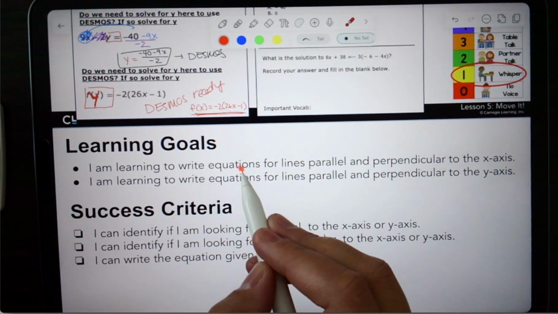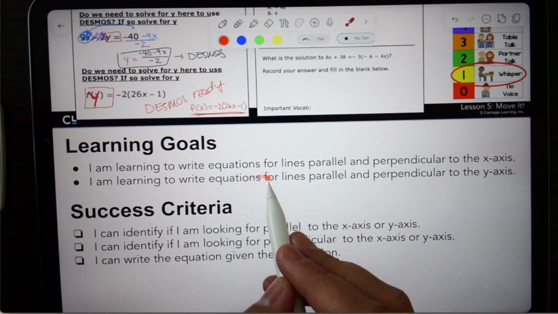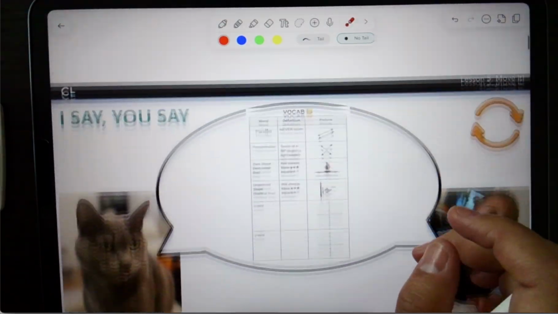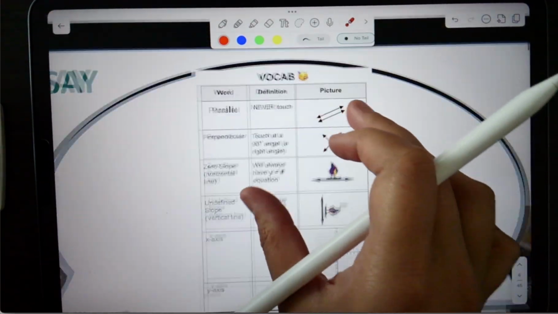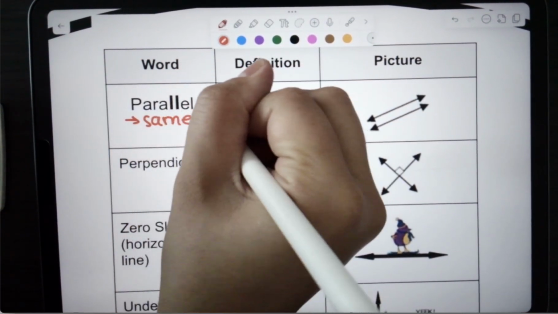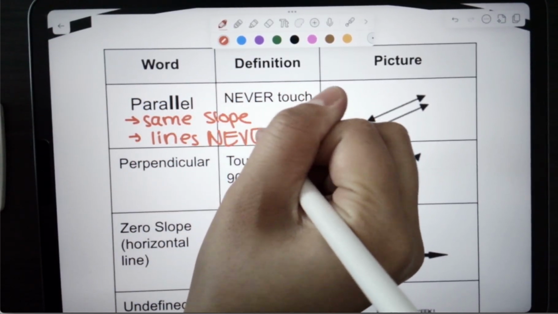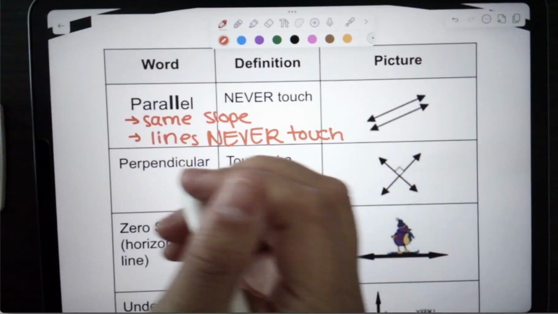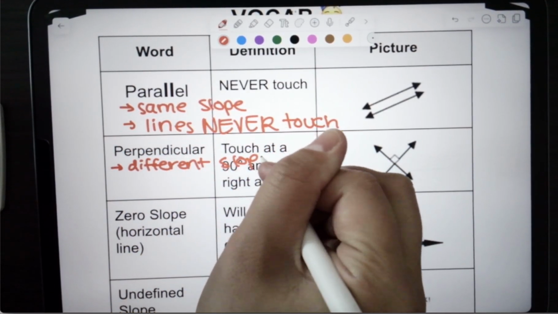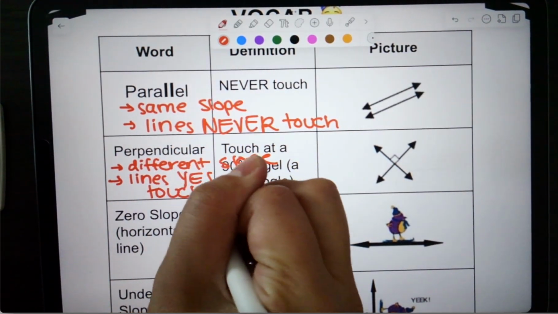today I'm learning to write equations for linear lines parallel and perpendicular to the x-axis. I'm learning how to write equations for lines parallel and perpendicular to the y-axis. So we're working with the x and y-axis today. So let's go ahead and take out our vocab sheet right here. Remember, parallel means same slope, lines never touch. Perpendicular means different slope and lines, yes, touch.